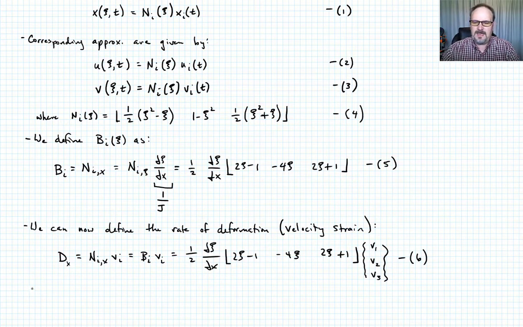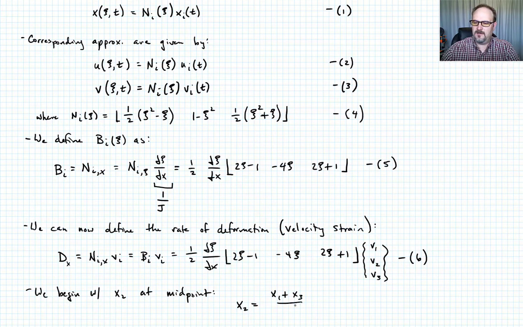And when we begin, we're going to consider the case where x2 is just at the midpoint. So we begin with x2 at the midpoint. What that means is that we could write x2 as the average of x1 and x3. So we say x1 plus x3 divided by 2. Call that equation 7.